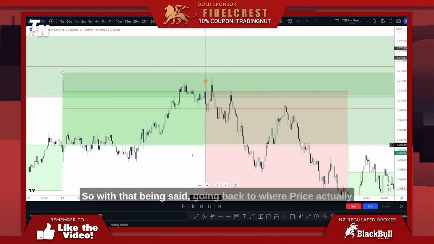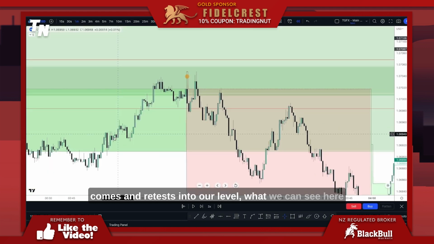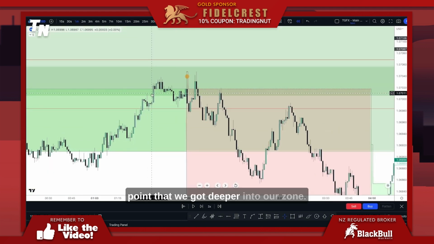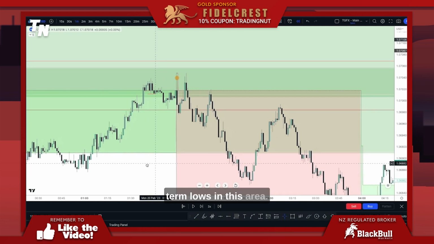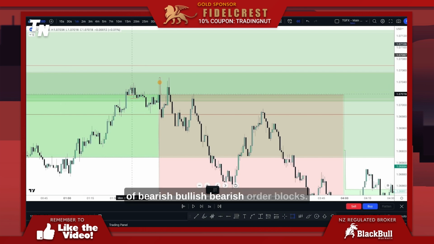So with that being said, going back to where price actually comes and retests into our level, what we can see here is that we had a strong bullish impulse up until the point that we got deeper into our zone. Now, once we did, we started to see the first signs of bears coming into the market. We started seeing breaks of short-term lows in this area. We also started seeing the creation of bearish, bullish, bearish order blocks.